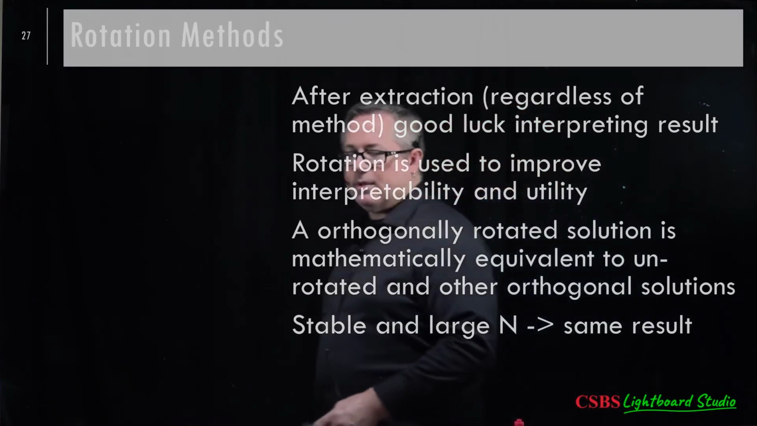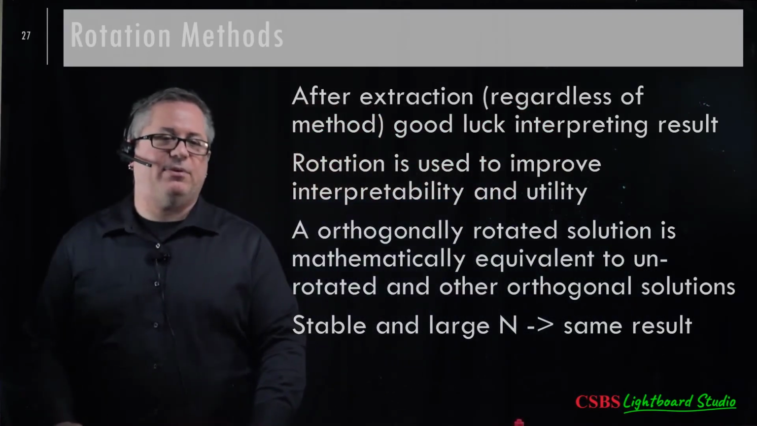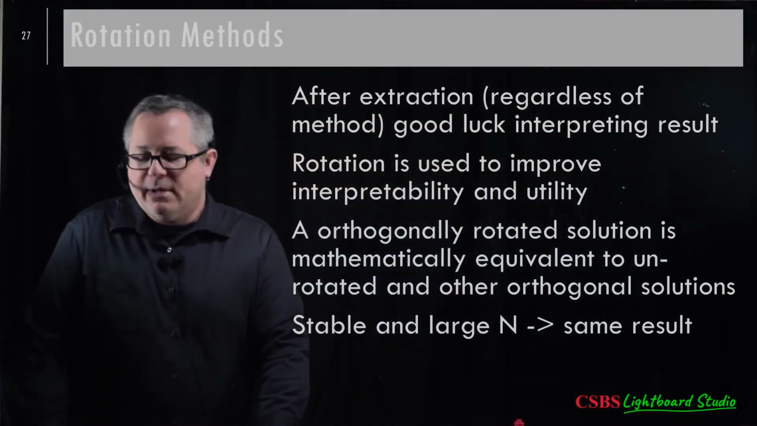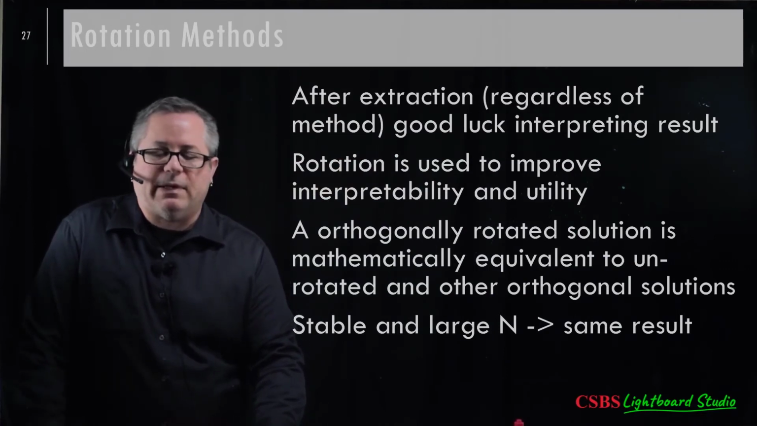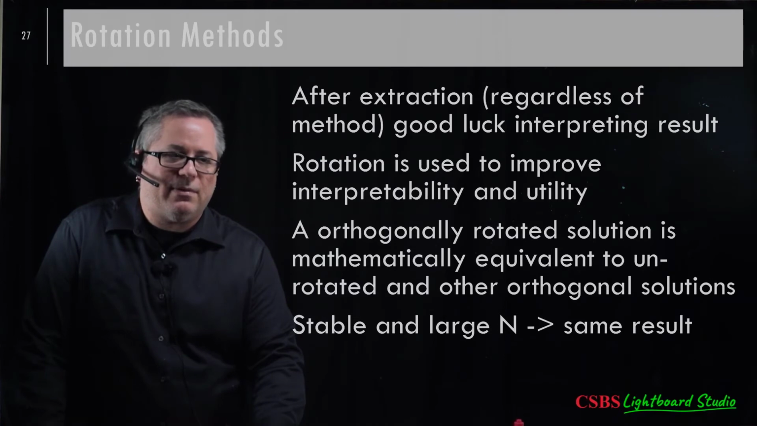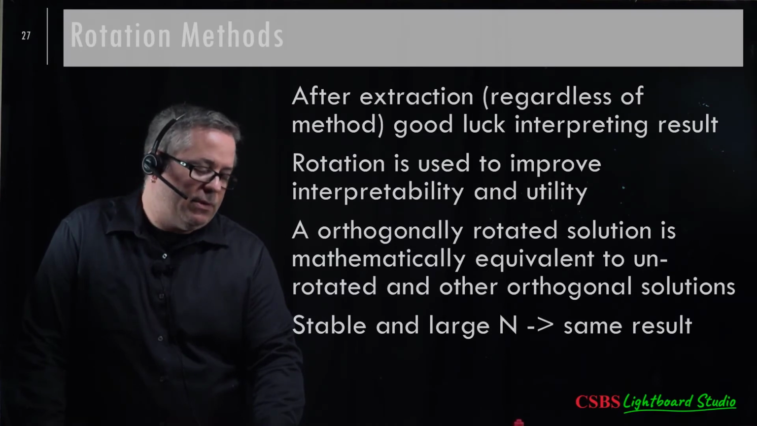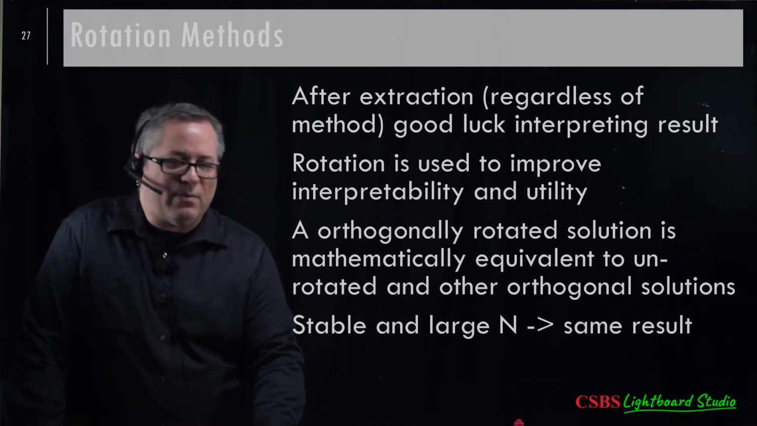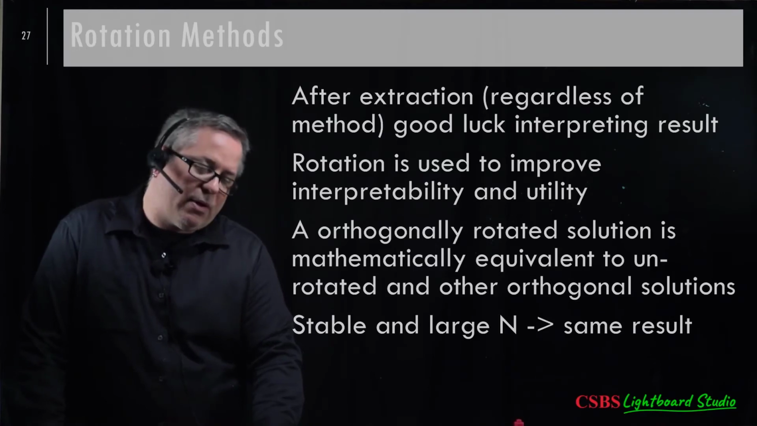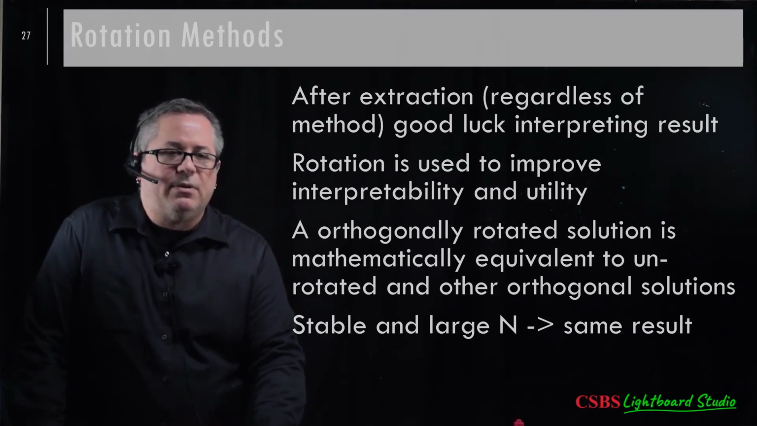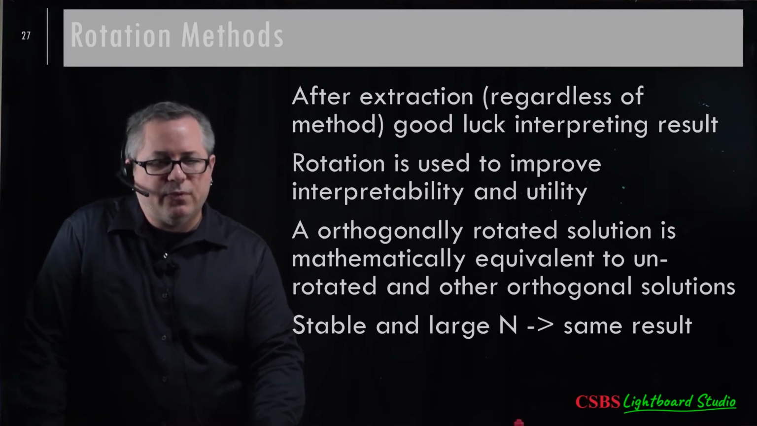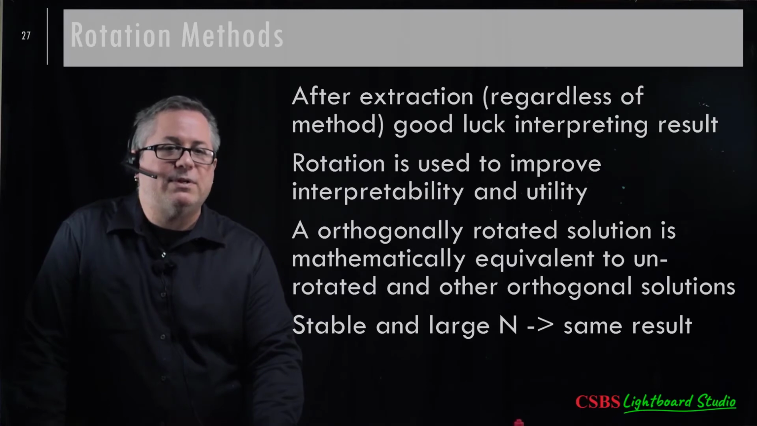All right, rotation methods. After extraction, regardless of which method you pick your poison for, you like PCA, fantastic, you like principal axis factoring, good, it's all good, but you still have to rotate. So the second part of this is the rotation method. After extraction, good luck interpreting the results by themselves. The rotation is used to improve interpretability and improve utility.